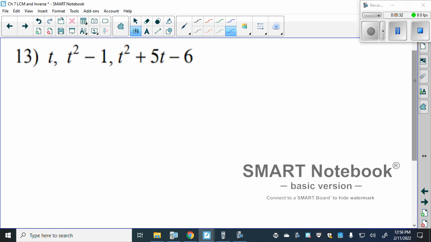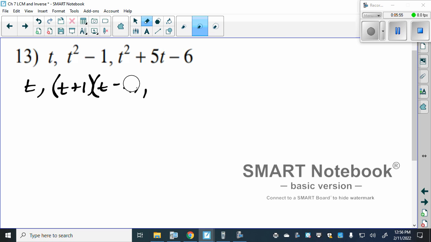We can go on and look at the last one here. And with this one here, well, t, since it's by itself, we don't have to do anything with it. Now the t squared minus 1, t plus 1 and t minus 1, it's a difference of perfect squares. Didn't really need that extra parenthesis.